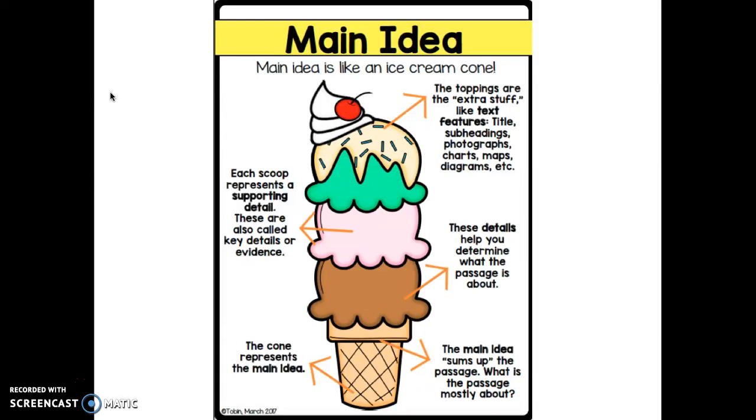The cone represents the main idea, and the main idea sums up the passage. What is the passage mostly about? So think of it from the bottom up. You couldn't have an ice cream cone without a cone, could you? Just like you can't have text without a main idea.